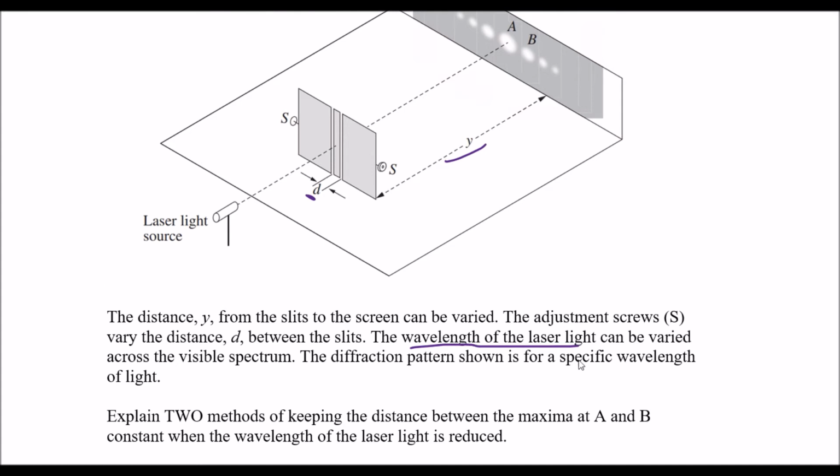The diffraction pattern shown is for a specific wavelength of light, so this one that we see here. Explain 2 methods of keeping the distance between the maxima at A and B constant when the wavelength of the laser light is reduced.